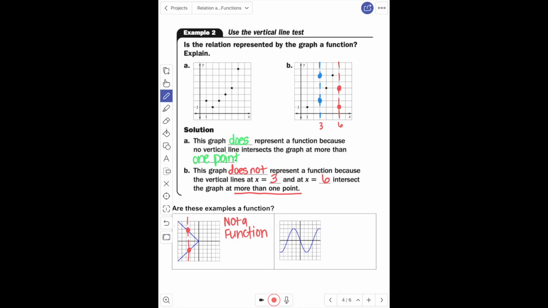All right, is the next one a function? The next one is a function because no matter where I draw a vertical line, it will never hit the graph more than one point. So this one is a function.